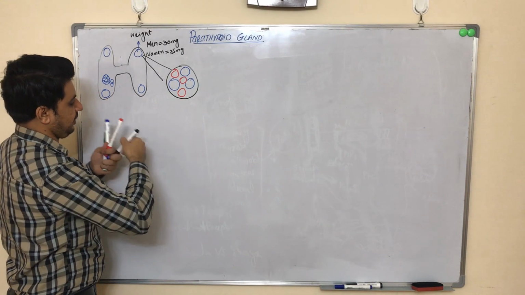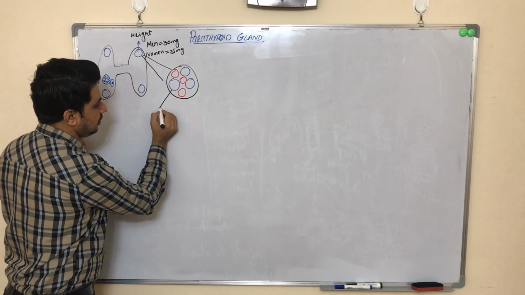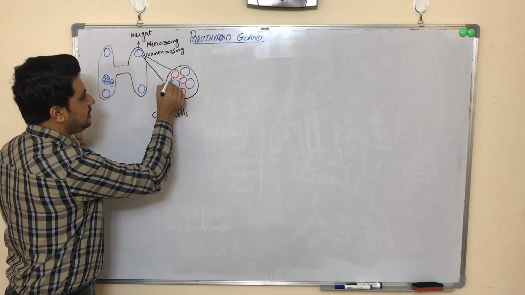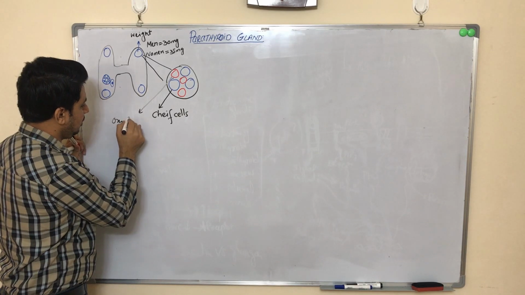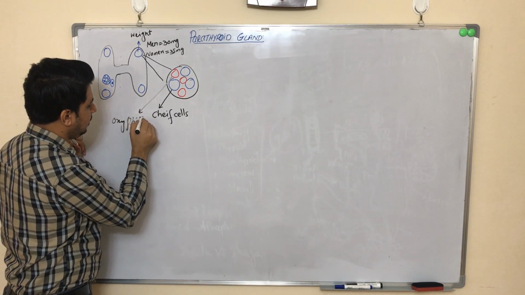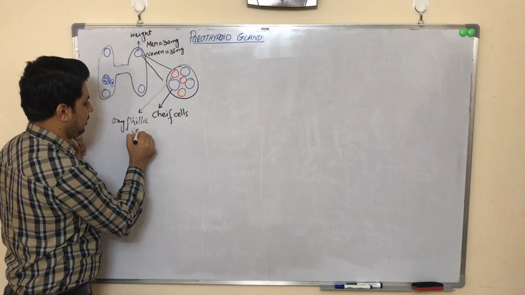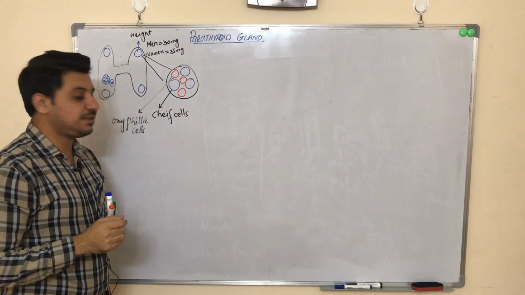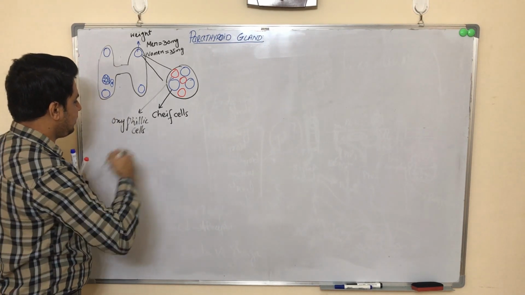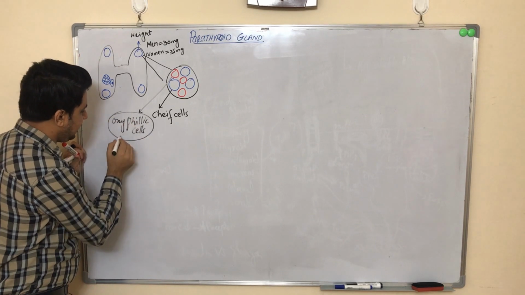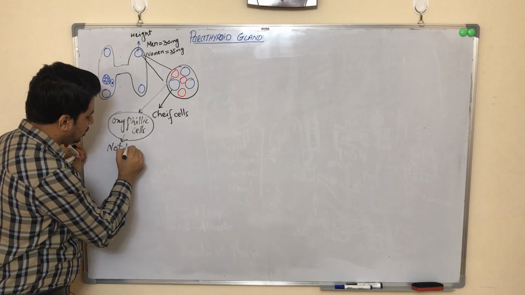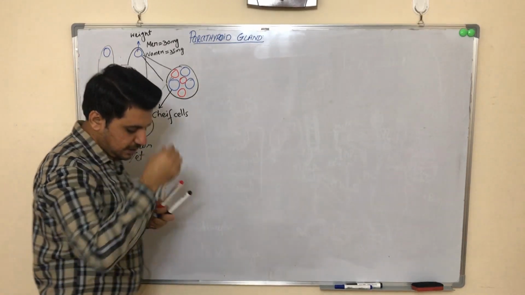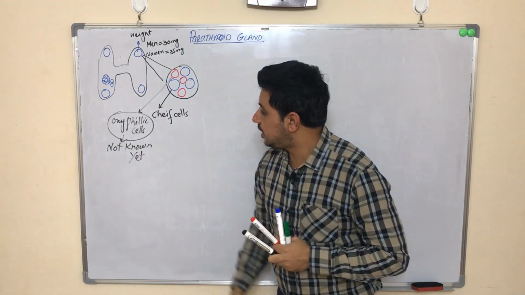These cells are called chief cells, and these cells are usually called oxyphilic or oxyphil cells. The function of these oxyphil cells is not known yet. Scientists do not know the right function of this oxyphilic cell.